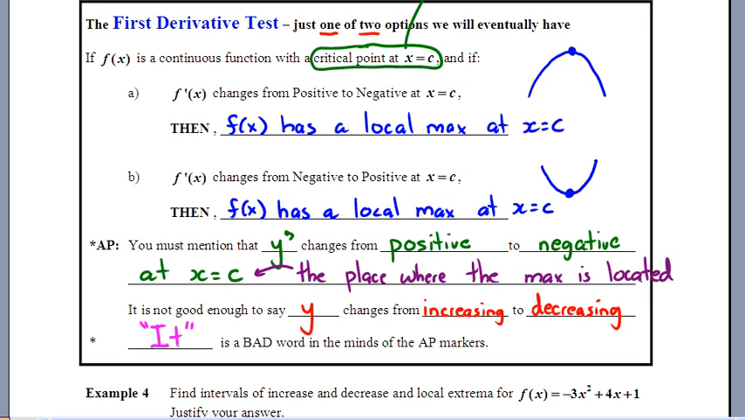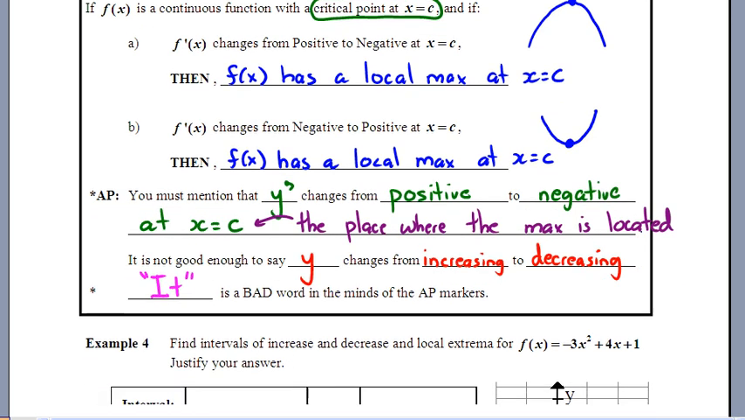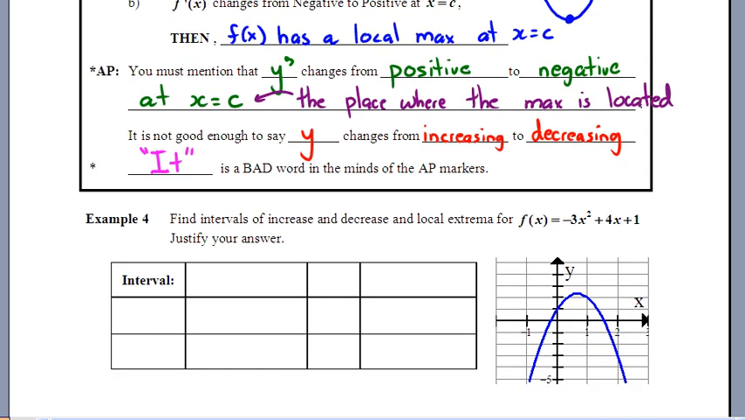If you were to say, well, I know that it is a maximum because I saw it change from positive to negative when it did what it did at that x value, they're going to go, what are you talking about? When you say it changed from positive to negative, are you talking about y or are you talking about y prime? And they will never mark that right. So avoid the pronoun "it" when you're doing that justification.